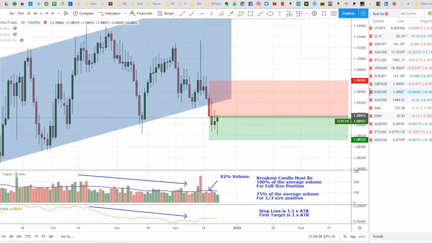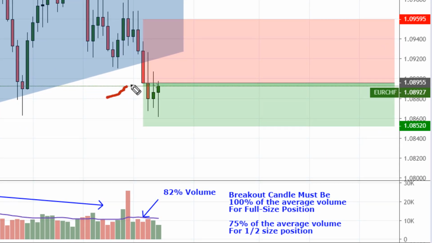As I mentioned Friday, we got our close below the bear flag on the Euro Swissy right here, but on 82% volume. So I entered this half size. My entry was at 108.955-ish. My stop loss is roughly 109.60, and my first target 108.52. Okay, I'll show you the New Zealand dollar, Canadian dollar setup shortly, but let me tell you about ATR entries first.